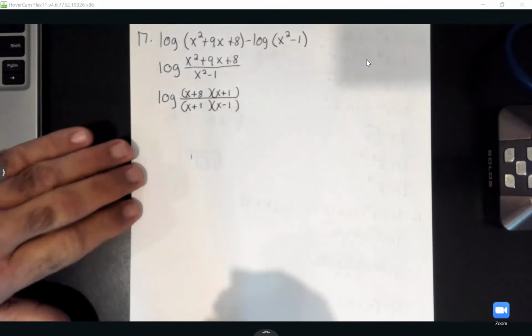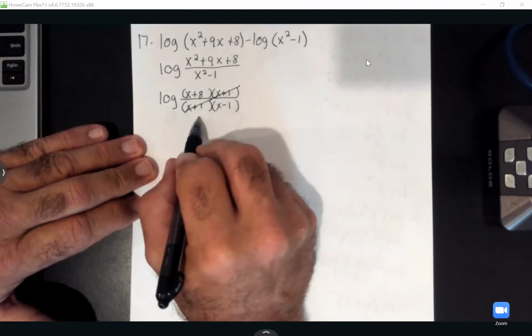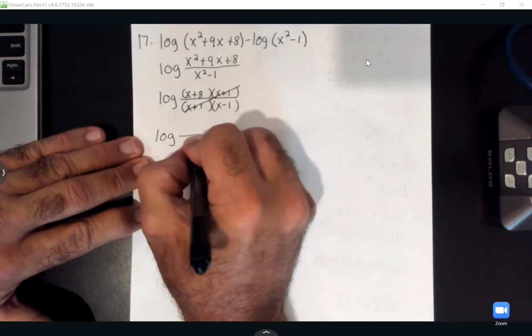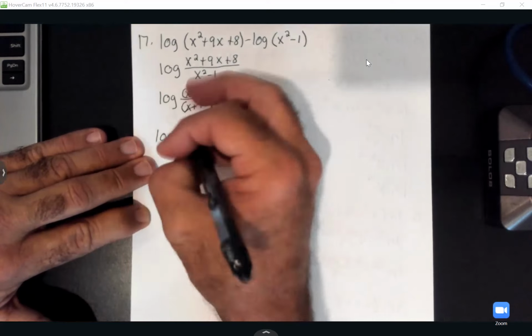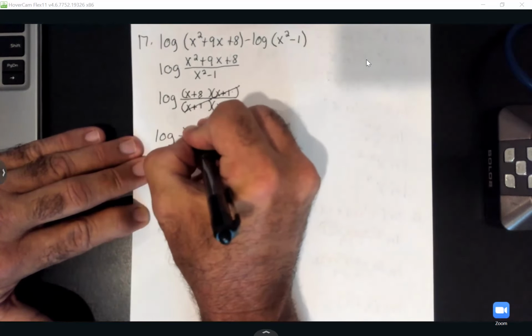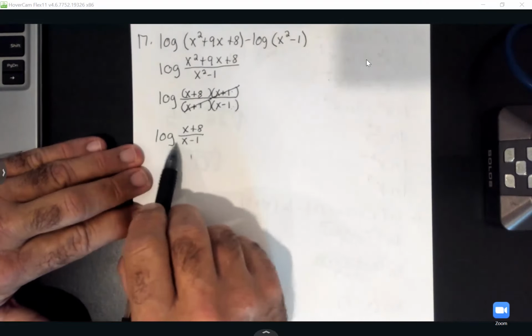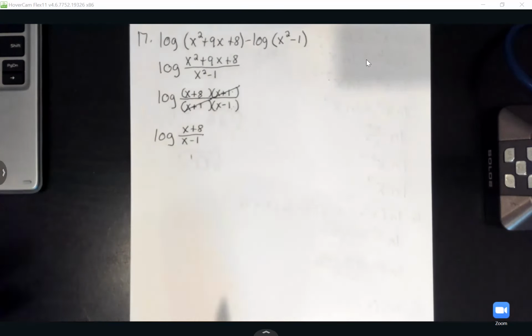Cross out the x plus 1s. Yeah, x plus 1 on top matches the x plus 1 on bottom. Now, this one, since it's in the form of a fraction, we don't have to keep the parentheses. X plus 8 on top, x minus 1 on the bottom. Because when it's written as a fraction, the log applies to the whole fraction, okay? So y'all, that is what we call the properties of our logarithms.